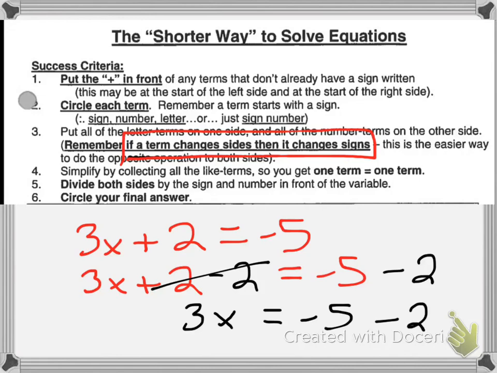Now, look at this minus 2. What did we do to the plus 2? We moved it to the other side, and all we did is change signs. So instead of doing the opposite operation by adding or subtracting on both sides, you can just take the whole term, move it to the other side, and change the sign.